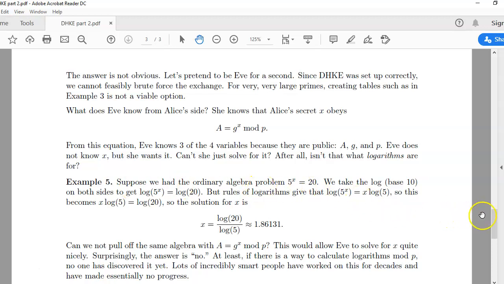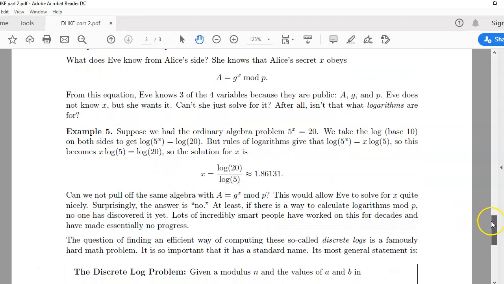Suppose we're in ordinary algebra, real number algebra, no modulus stuff, and we had the ordinary algebra problem 5 to the x is 20. Here's how you solve for x. You take the log, let's just do base 10 for no good reason, on both sides, and get the log of 5 to the x is equal to the log of 20. But a property of logs says that powers up here can come down out front, so log of 5 to the x is the same thing as x log 5. So this really says that x log 5 is log 20.